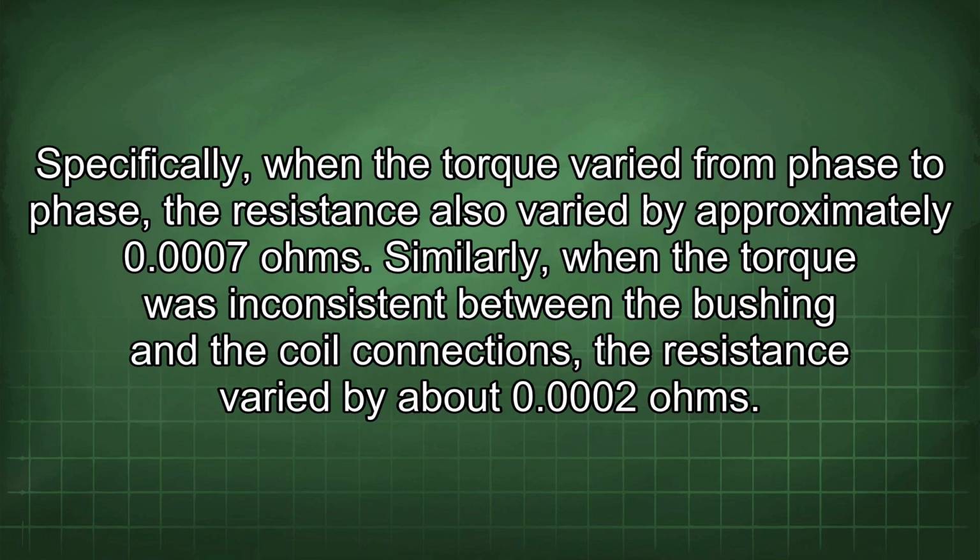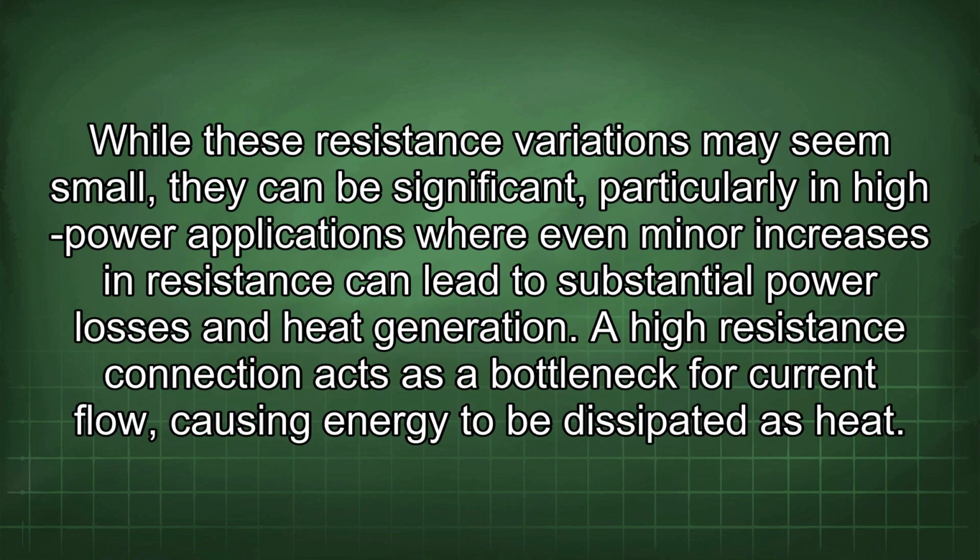Specifically, when the torque varied from phase to phase, the resistance also varied by approximately 0.7 ohms. Similarly, when the torque was inconsistent between the bushing and the coil connections, the resistance varied by about 0.2 ohms. While these resistance variations may seem small, they can be significant, particularly in high-power applications where even minor increases in resistance can lead to substantial power losses and heat generation.